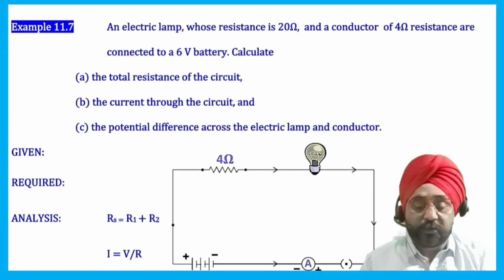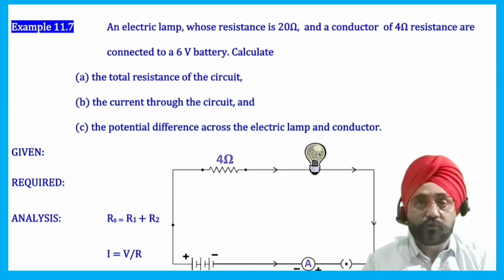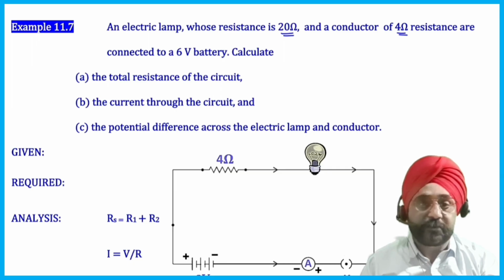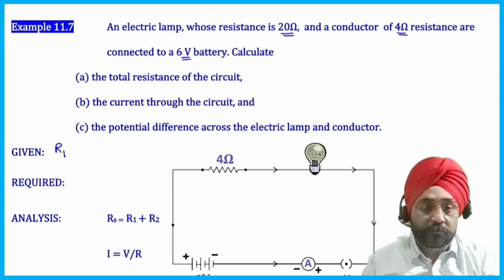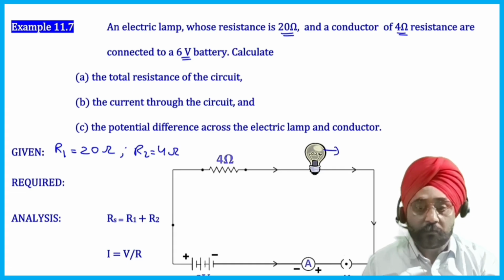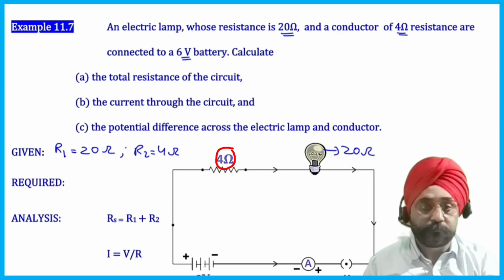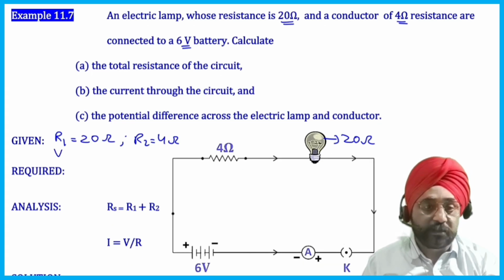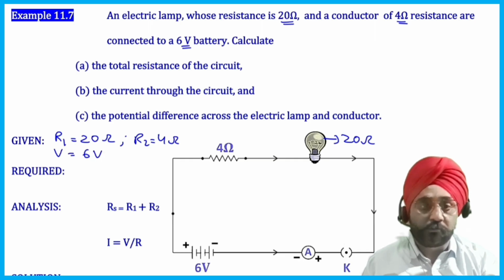Example 11.7. An electric lamp whose resistance is 20 ohm and a conductor of 4 ohm resistance are connected to a 6 volt battery. So given R1 is 20 ohm and R2 is 4 ohm. Bulb has resistance 20 ohm, resistor has resistance 4 ohm, connected to a 6 volt battery. Potential difference is 6 volt. Calculate the total resistance in the circuit.